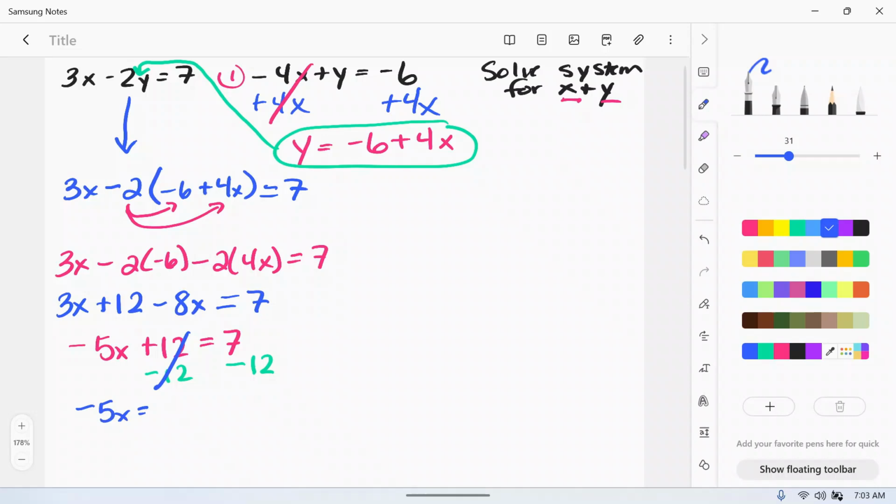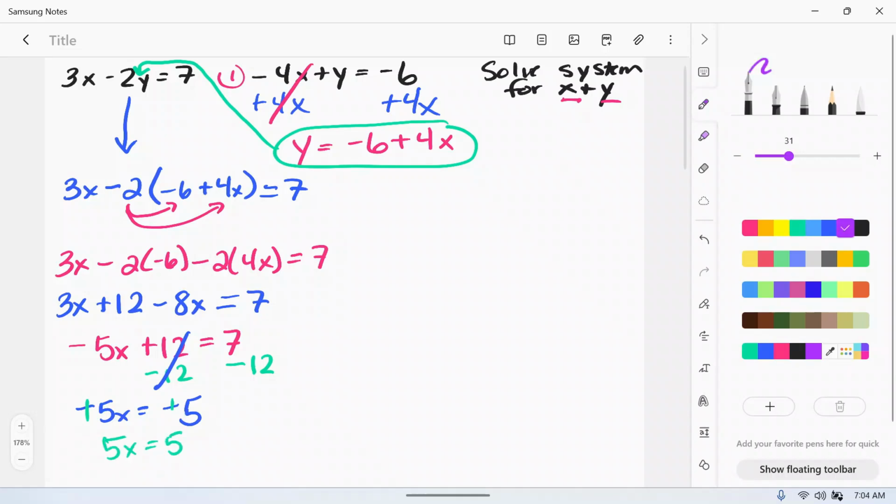Well, when I do the 7 minus the 12, that's equal to, what is that? Oh, -5. Sorry, brain went dead for a sec. So then one thing I do notice is that I have negatives on both sides, so I can basically cancel out those negatives. And that gives me 5x is equal to 5.